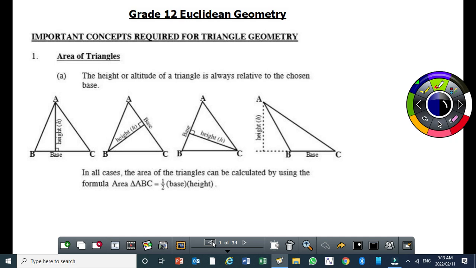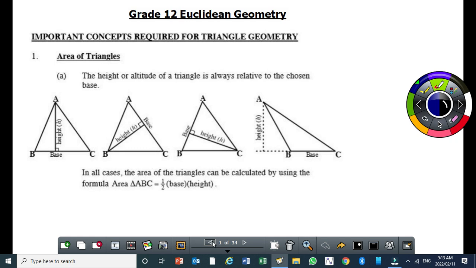I'm sure you know that. So the first concept that you need to know is that when trying to determine the height of any triangle, you have to choose your base first. So the height or altitude of a triangle is always relative to a chosen base.